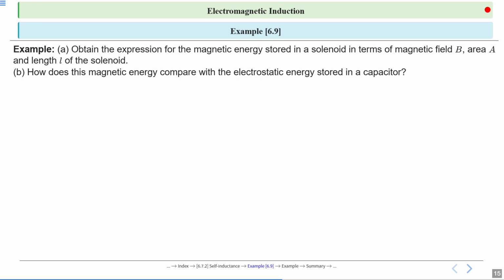Now example 6.9. A part: obtain the expression for the magnetic energy stored in a solenoid in terms of magnetic field B, area A and length L of a solenoid. And B part: how does this magnetic energy compare with the electrostatic energy stored in the capacitor? So in the first part, you have to calculate the magnetic energy stored in a solenoid and measurements are given. And in the B part, you have to draw the analogy of magnetic energy with the electrostatic energy.